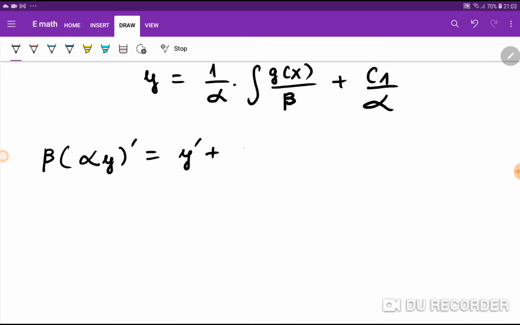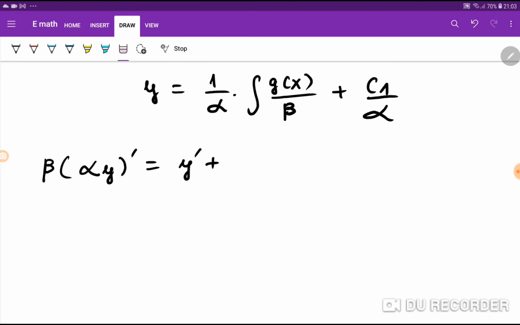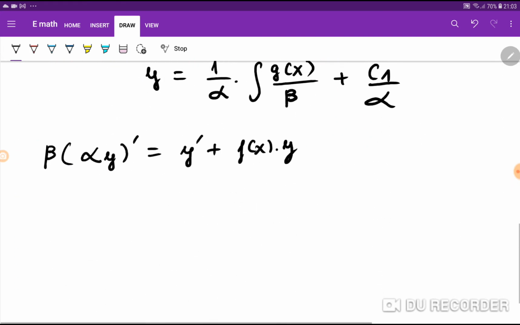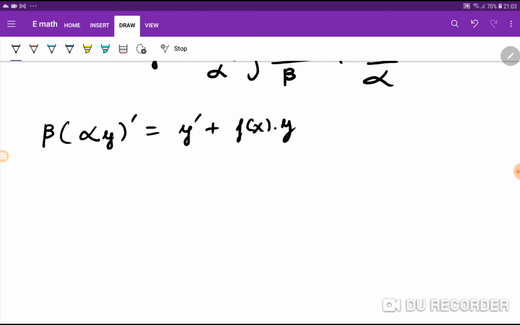So with that Ansatz in mind, we're gonna set beta times alpha times y prime equal y prime plus f(x) times y. Let's expand this. Let me remind you the goal. The goal, we need to find beta and alpha. Okay? In terms of what? In terms of f(x). So that we can do that.